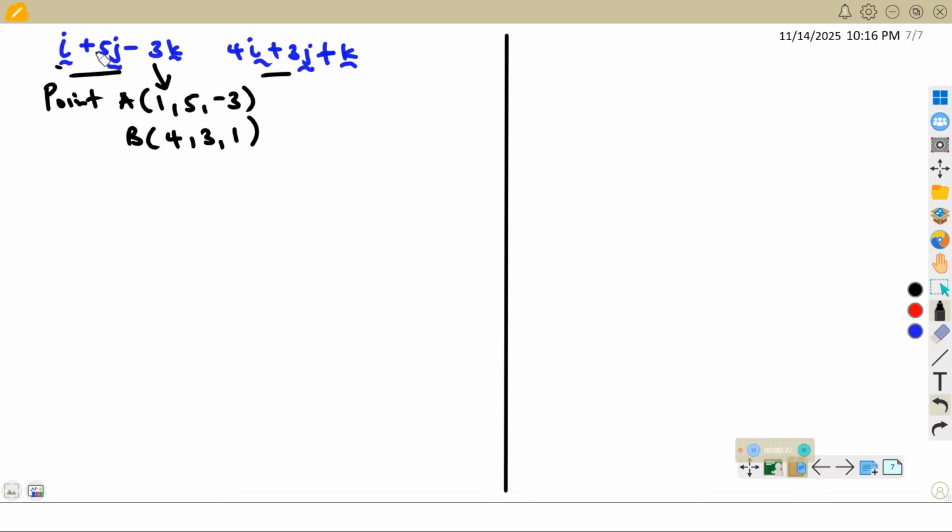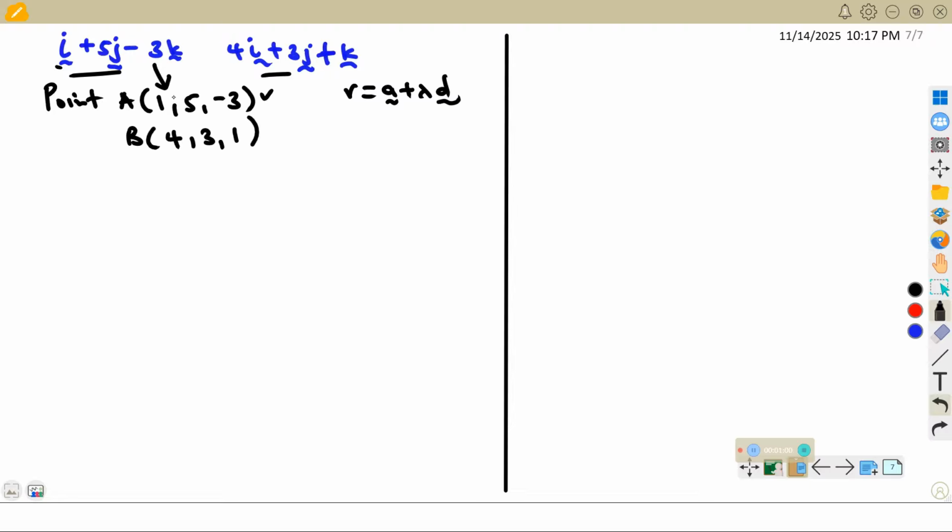So we shall let this point here be represented by A (1, 5, -3), and this point here be represented by B, which is (4, 3, 1). So remember that the equation of the line is given by r = a + λd. That is a, a point through which the line is passing. d is the direction vector. So what is very important here is to get the direction vector first.